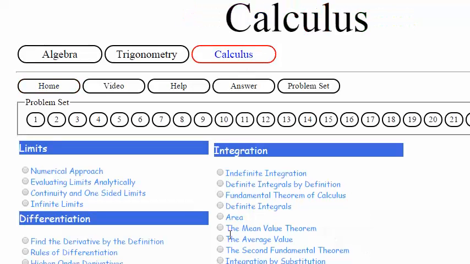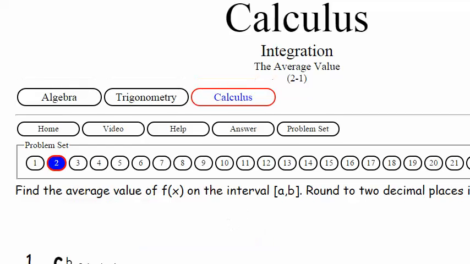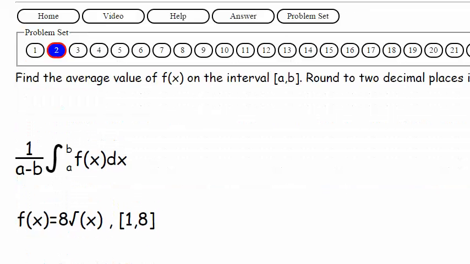Click on the calculus. Let's go down to the average value. And what are we doing? 2.1, I believe that's what's going on. Find the average value of f of x on the interval AB. Round to 2 decimal places, and it says if needed. So let's go ahead and write that down.